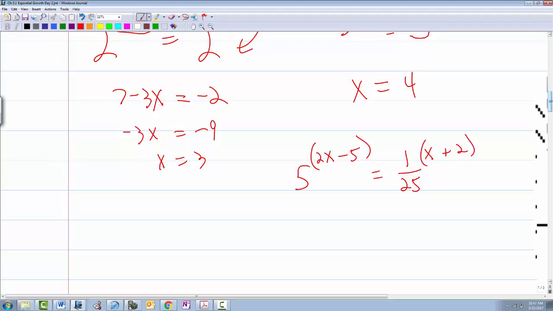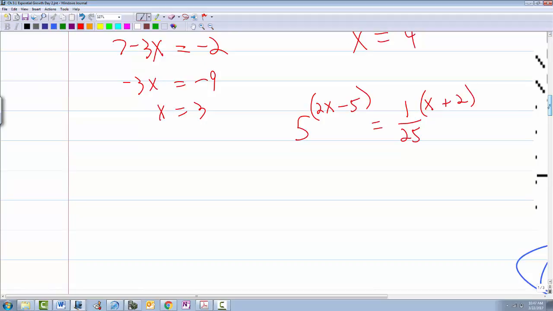Okay, well, the first thing is I got to get these to be equal bases, right? So which would be easier to change: 5 to be 1 over 25 to a power, or 1 over 25 to be 5 to a power? 1 over 25, and I have people do that weird other thing. It's possible, but this is much easier. 5 to what power equals 1 over 25? Again, I don't even know how this is going to work out for an answer, but it will work. 5 to the -2 raised to the x plus 2.